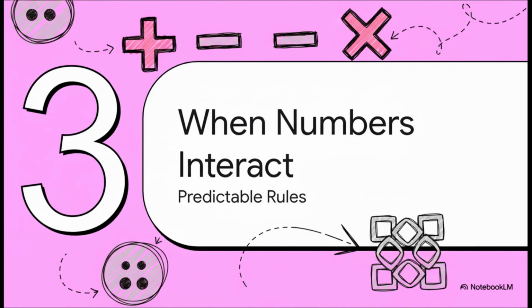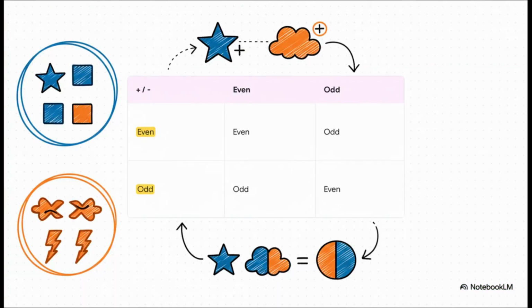So now that we can spot them in the wild, what happens when these two teams actually interact? You know, what happens when we add them, or subtract them, or multiply them? Well, it turns out the results are amazingly predictable. The pattern for adding and subtracting is just fascinating. If you combine two numbers from the same team, so an even plus an even or an odd plus an odd, the result is always even. But if you mix the teams, an even plus an odd, you're always going to get an odd number. It works every single time.